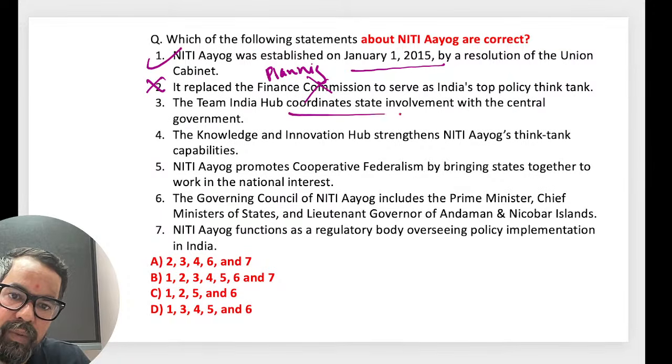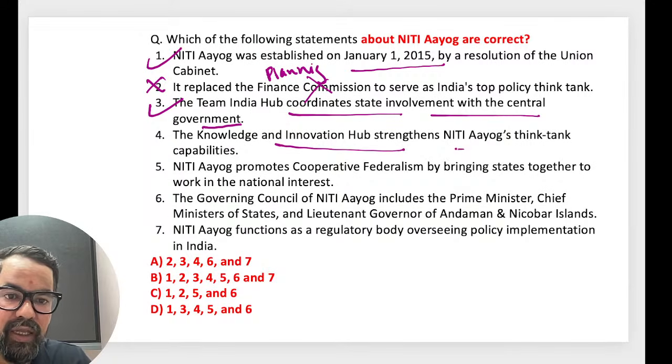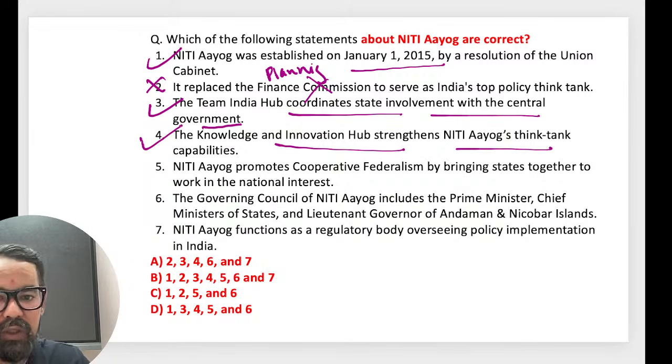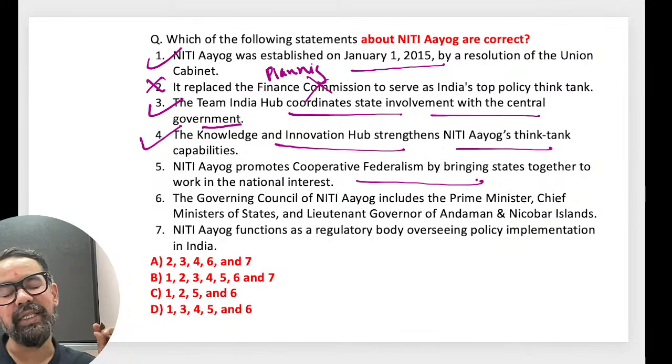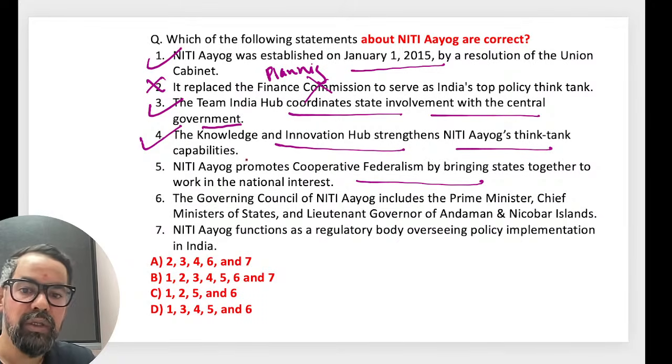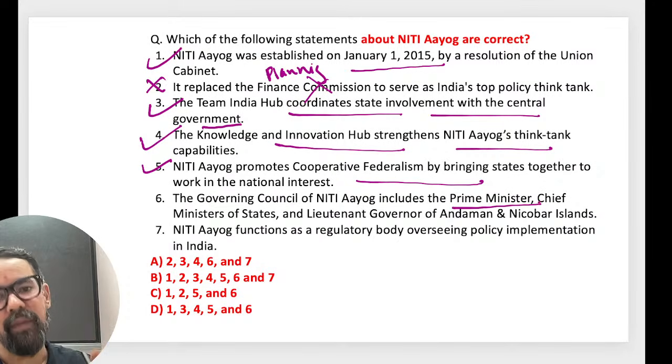द टीम इंडिया हब कोऑर्डिनेट state involvement that the central government. Yeah, so it's basically that is a think tank for the नीति आयोग. The knowledge and innovation hub, strength नीति आयोग think tank, capabilities also true. नीति आयोग promote cooperative federalism, means decisions are made based on the feedback taken from the state and all, so that is also true. The governing council of नीति आयोग include prime minister and it is headed by prime minister itself, ठीक है.